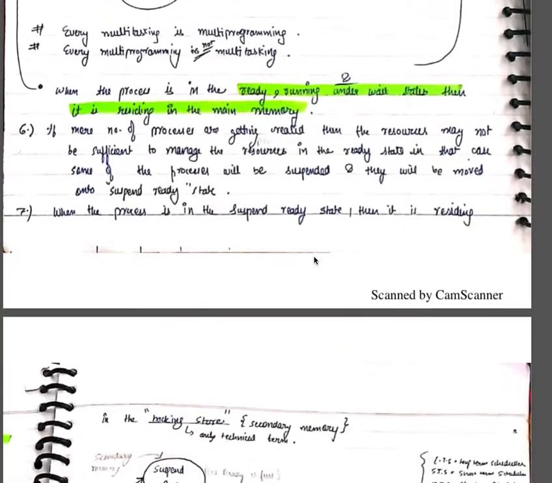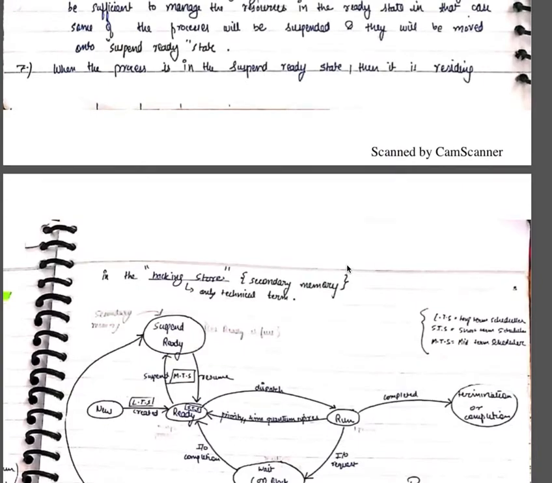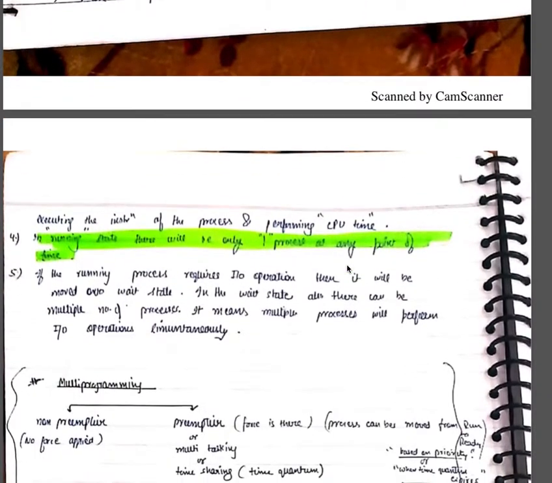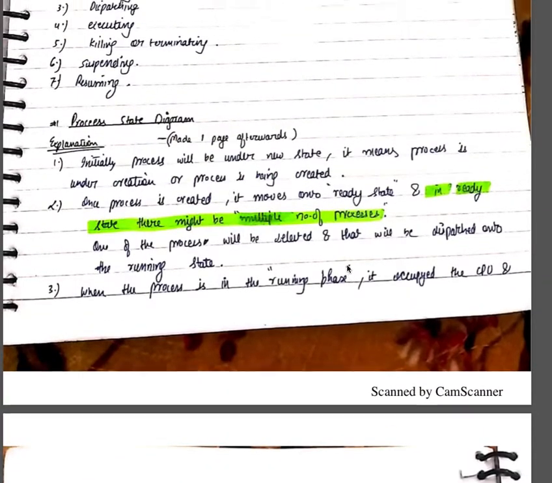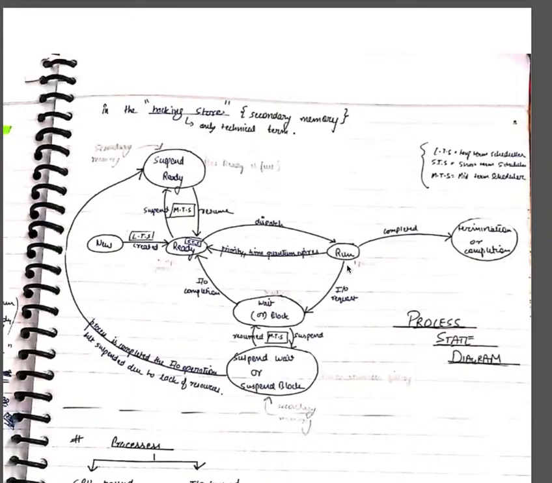Now coming back to the diagram, this process state diagram might look very hideous, but as you understand what is going on, things will become very easy. Let's see whether I have to cover anything else for you to understand this better. I don't think so.